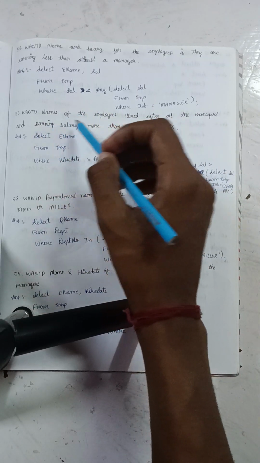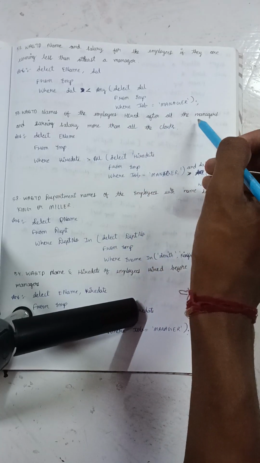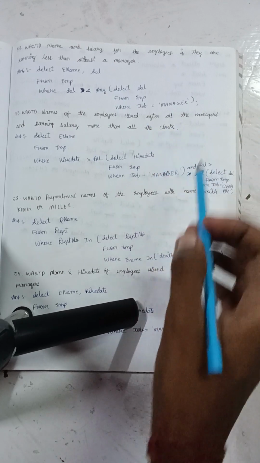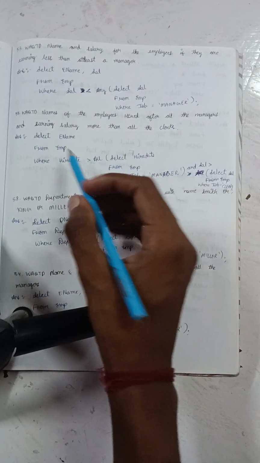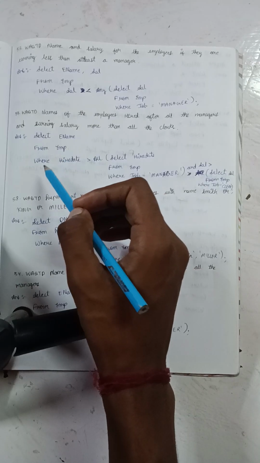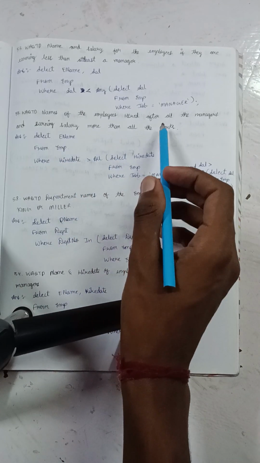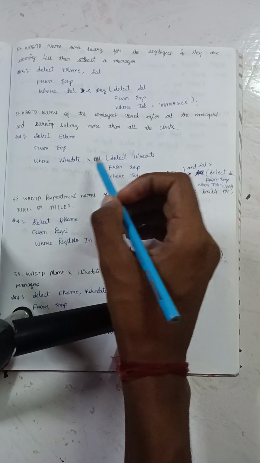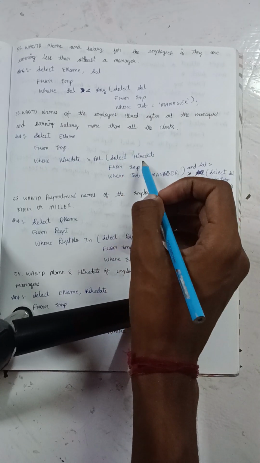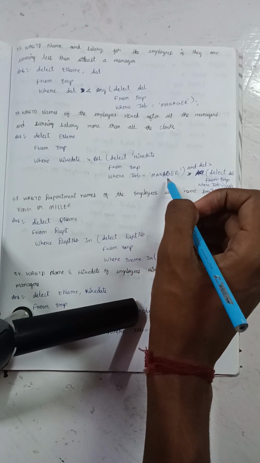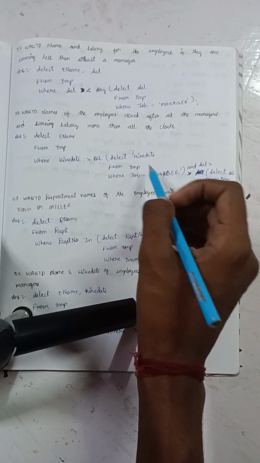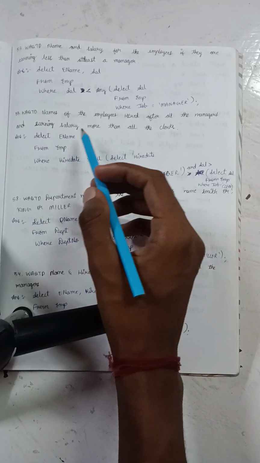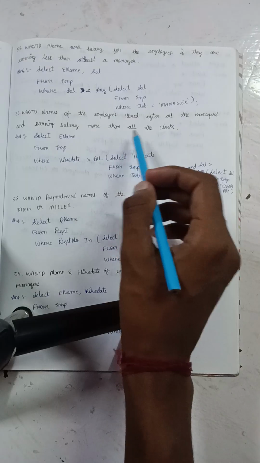Write a query to display names of the employees hired after all the managers and earning salary more than all the clerks. So here we can write: select ename from EMP where hire date greater than all of select hire date from EMP where job equals to manager. So here we will get the hire dates of managers. It will be compared with all the hire dates. But we have one more condition, earning salary more than all the clerks.